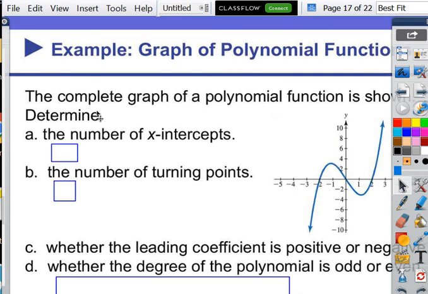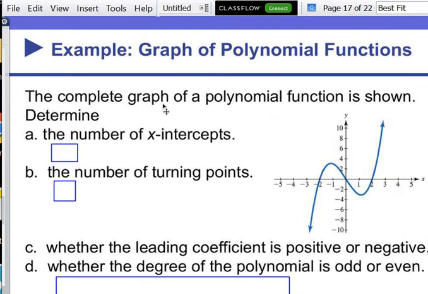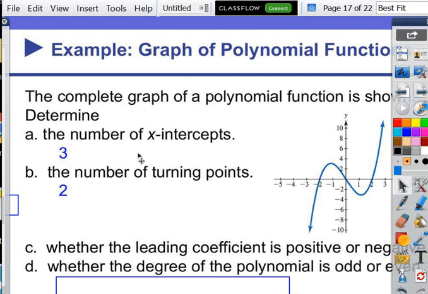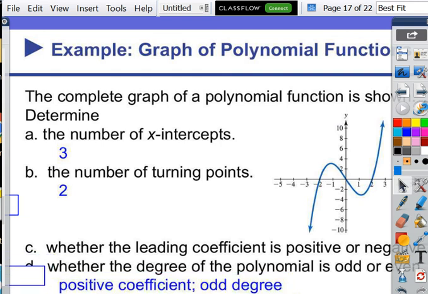Alright, next one, x-intercepts. 1, 2, 3 places it crosses. Turning points. Up, down is 1, 2. 2 turning points. And the leading coefficient is, this looks like uphill, so that would be positive. Both ends are opposite directions, so it's odd. So this is positive and odd, and we have at least 3 x-intercepts, so it's got to be 3 or higher.